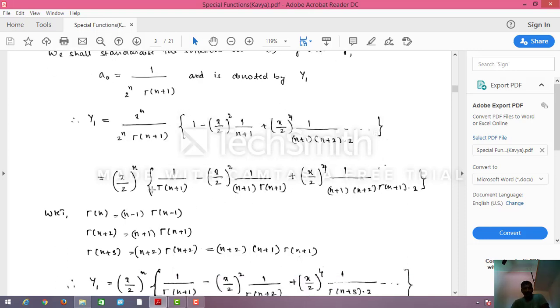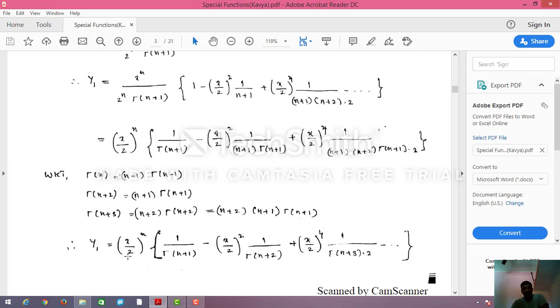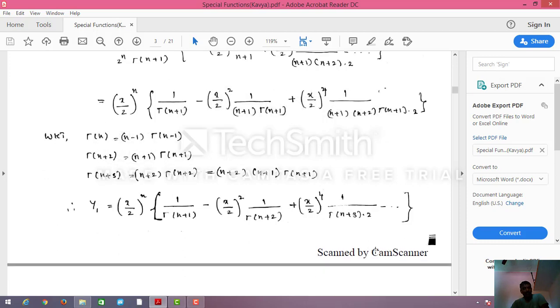We know that we'll write (x/2)^n, 1 divided by gamma of n plus 1 minus (x/2)^2. This is n plus 1 into gamma of n plus 1. I'll write it as gamma of n plus 2, (x/2)^4. This one I'll write here: n plus 1 into gamma of n plus 1 is gamma of n plus 2. N plus 2 into gamma of n plus 2 is, what is that? We know that it is gamma of n plus 3. But I have written gamma of n plus 3 or 2 as it is.